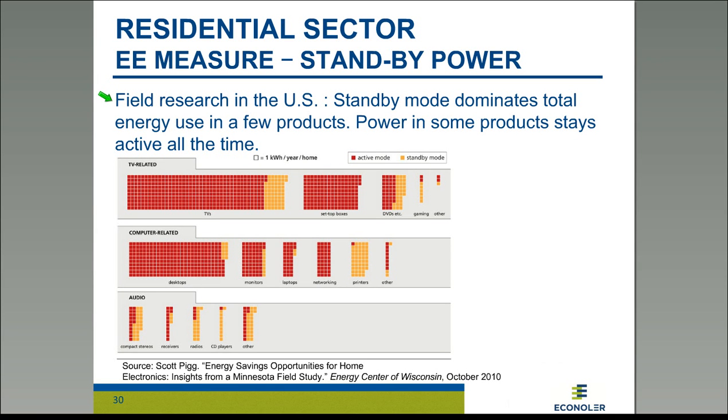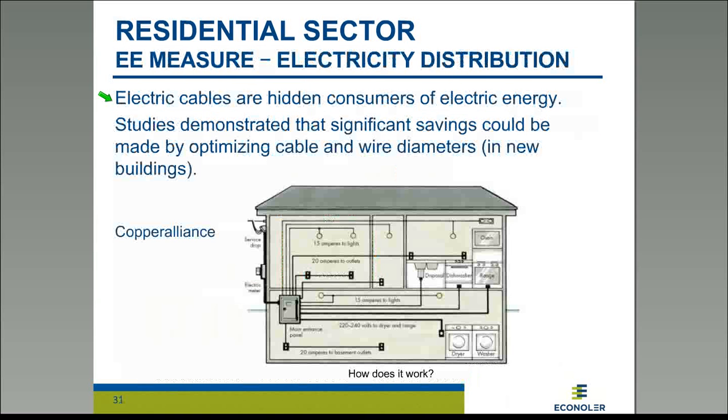In some countries where less standby regulation is implemented, we have seen figures up to 10% and even 12% of the energy consumption in the residential sector. So standby power is definitely something that should be considered if you want to optimize energy consumption in the residential sector. Again, electricity distribution, the same principle as was discussed for the industrial sector, also applies in the residential sector. And again, there is a strong lobby in different jurisdictions to adopt higher requirements for wire size in order to reduce energy consumption in the residential stock.